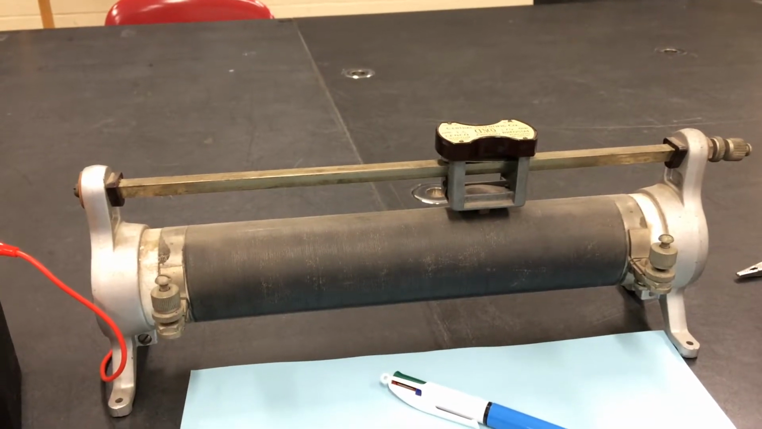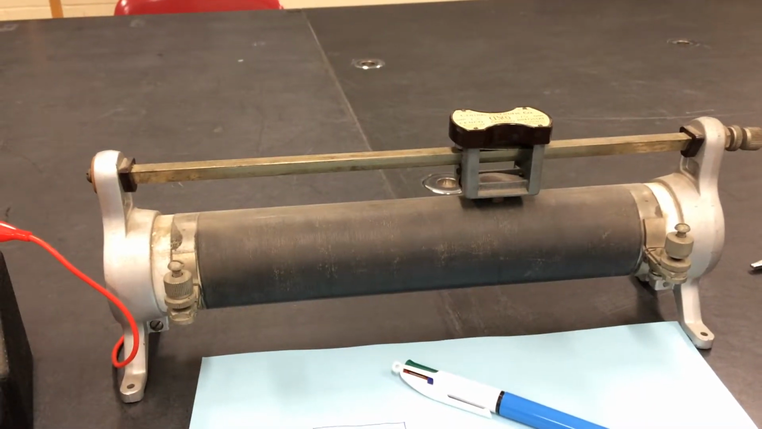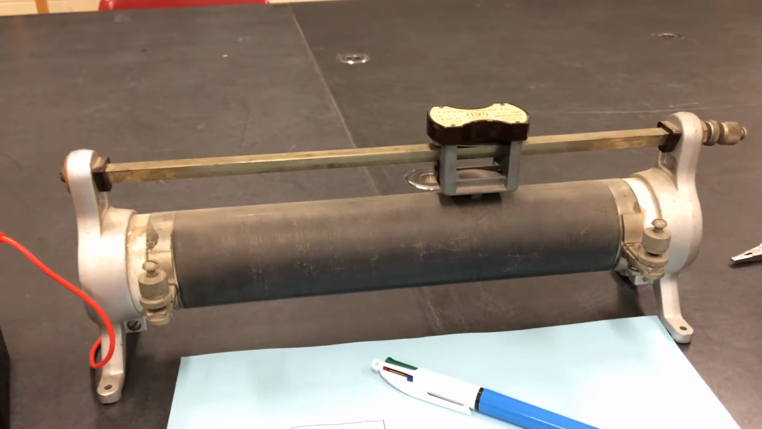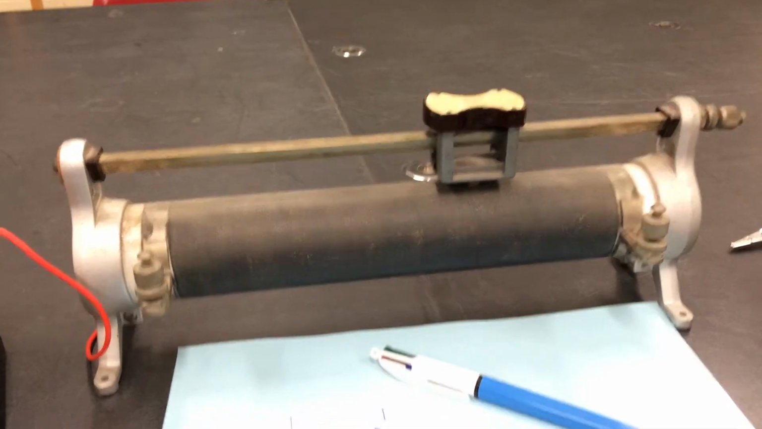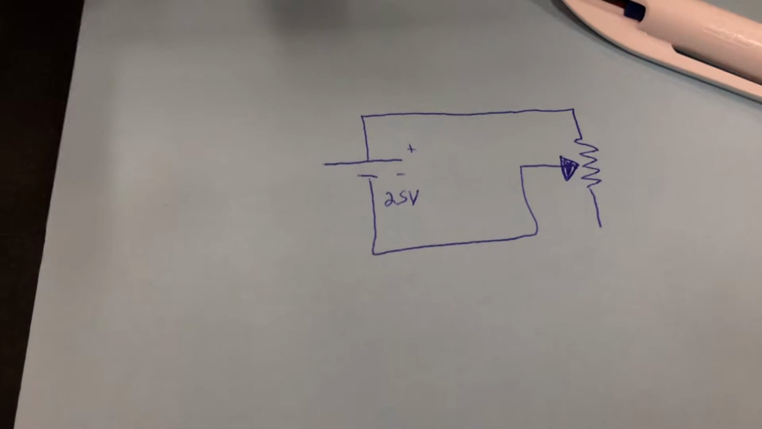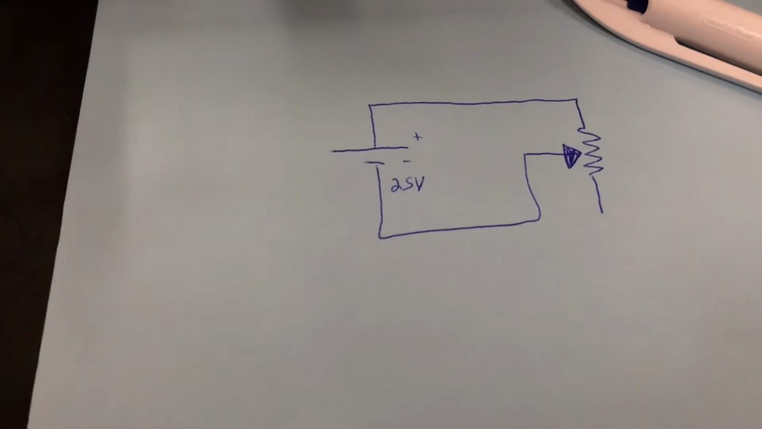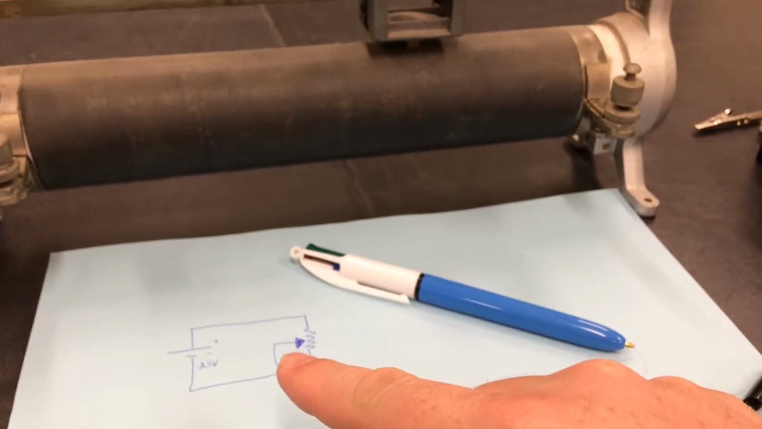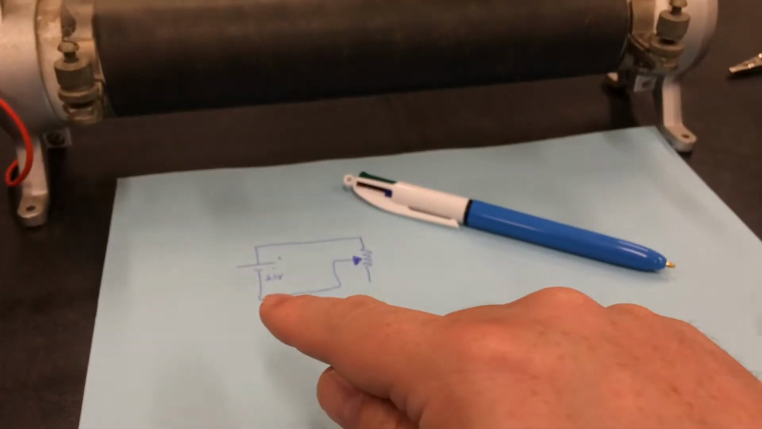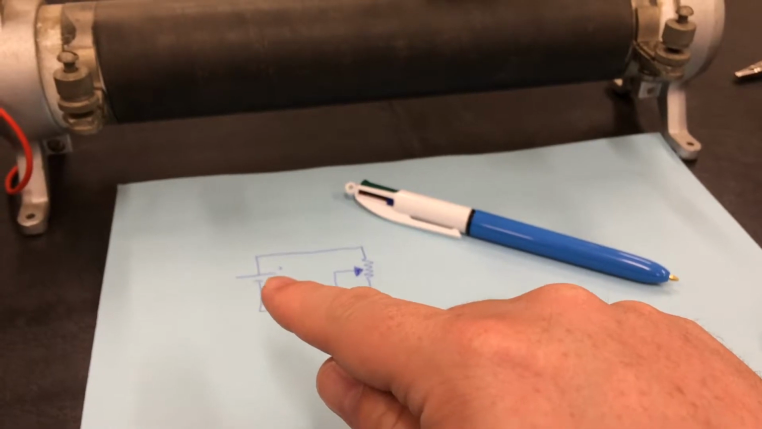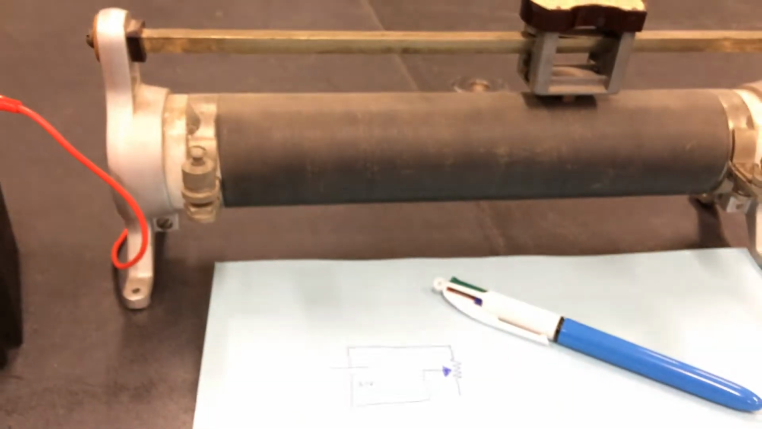So let's see if we can use that to figure out some relationships between voltage, energy per charge, and current, the speed of charge. So I'm going to build this circuit here. I'm going to put 25 volts across this rheostat. I'm not going to hook up this end at all. I'm leaving it bare. And I'm going to hook the wiper up to the negative of the power supply, and I'm going to hook the positive up to this end of the coil.